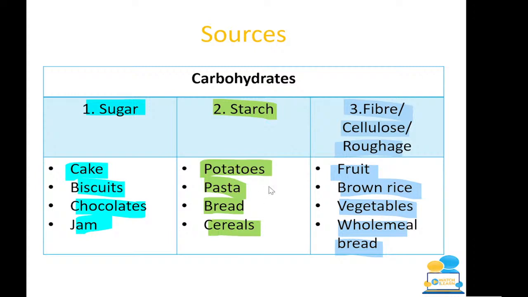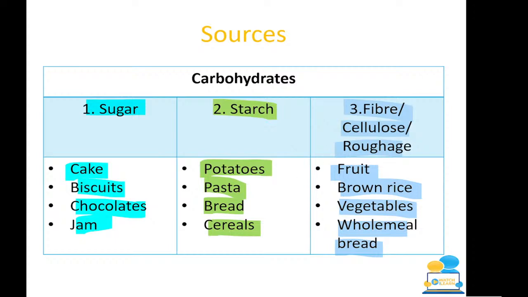If you've ever cut into a raw potato and a little liquid comes out of it, that's your starch in your water. So starchy water, and it kind of stains anything that it lands on. So that's your starch. Next up is fibre, cellulose, or roughage.